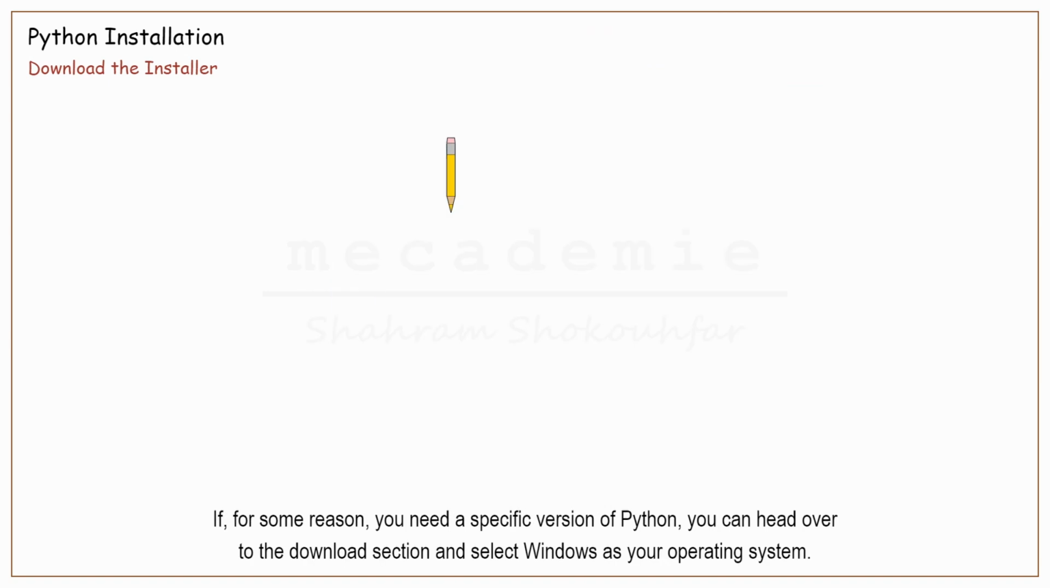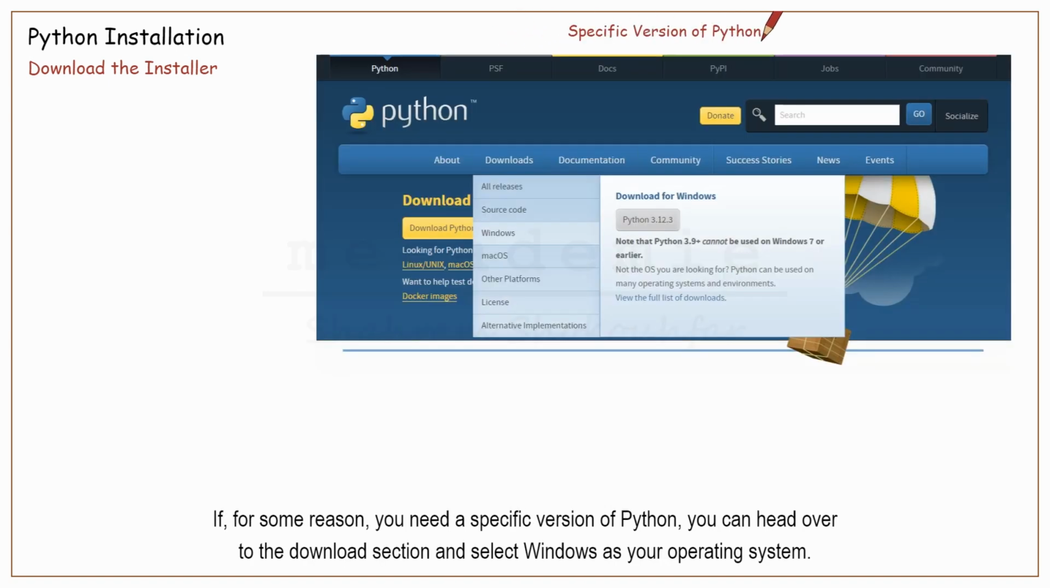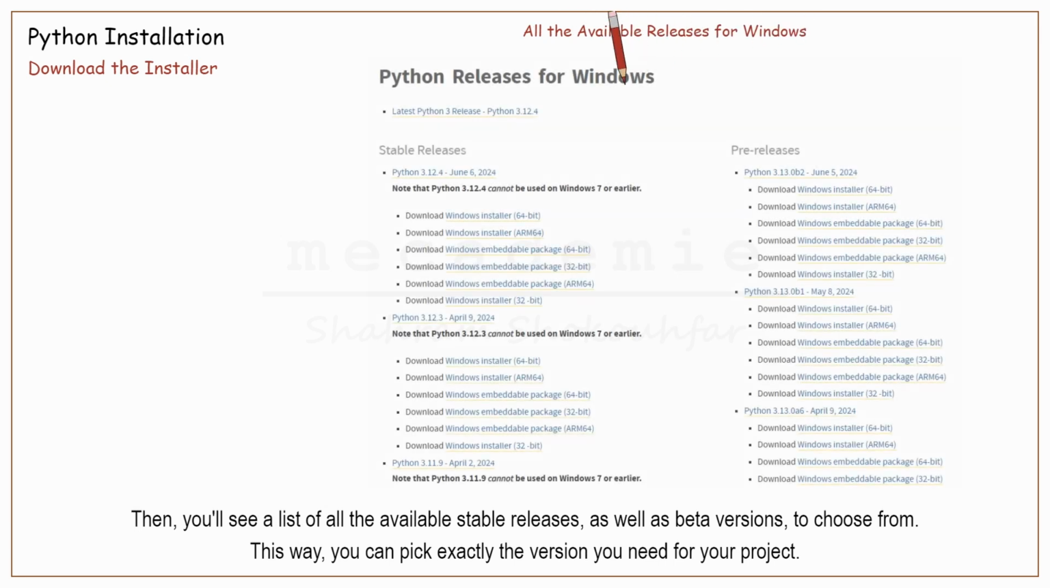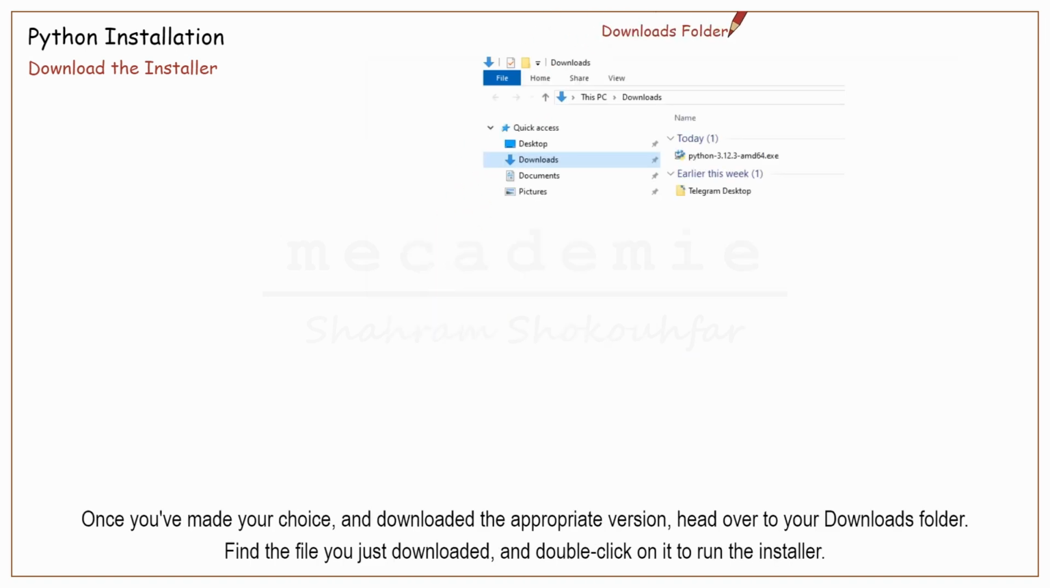If for some reason you need a specific version of Python, you can head over to the Downloads section and select Windows as your operating system. Then you'll see a list of all the available stable releases, as well as beta versions, to choose from. This way, you can pick exactly the version you need for your project. Once you've made your choice and downloaded the appropriate version, head over to your Downloads folder.